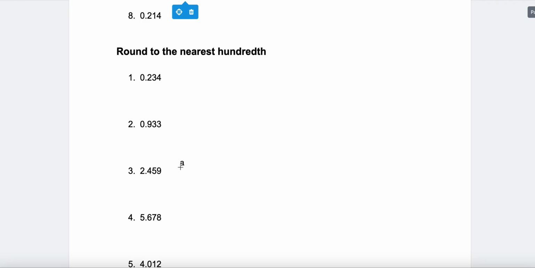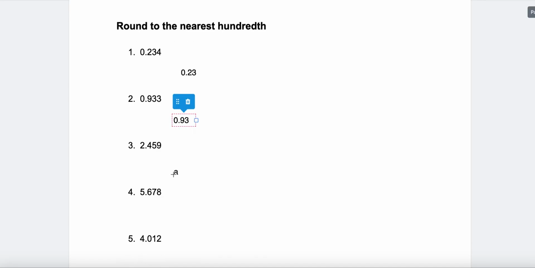Next part, round to the nearest hundredth. That's the second number after the decimal. So this one will be 0.23. Next one will be 0.93. This one, try on your own. I'll give you 10 seconds. 0.46.